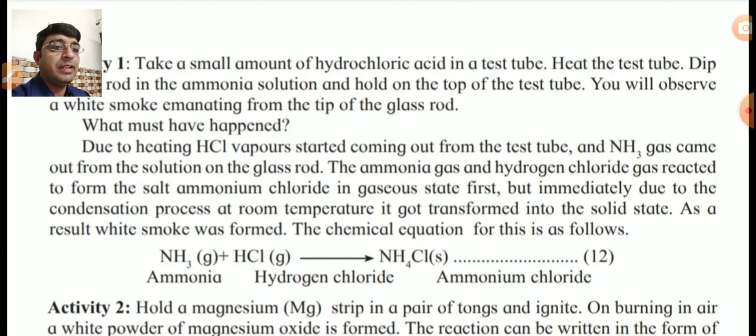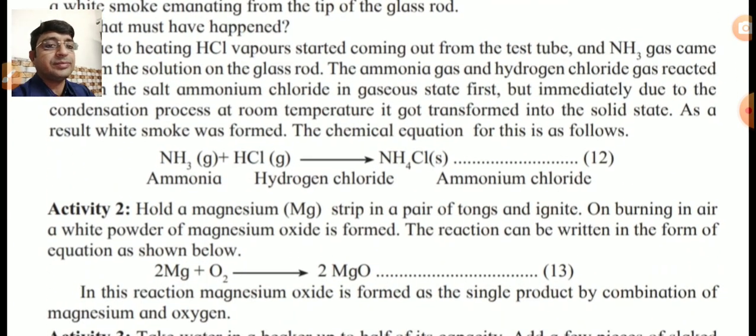The chemical equation for this is as follows. So NH3, that is the gaseous ammonia gas, plus HCl, hydrochloric acid in gaseous state, forms NH4Cl, solid state. Solid fumes or particles of ammonium chloride are formed.